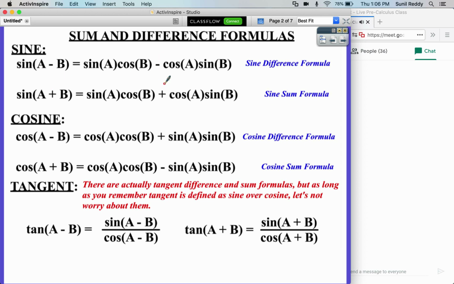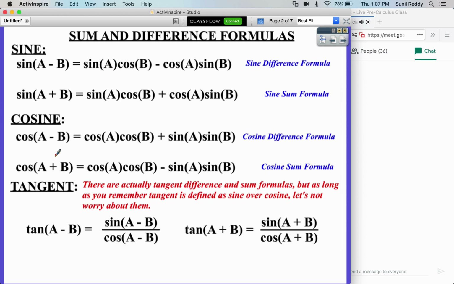So again, if we were in our regular class setting, I would have actually derived the sine difference formula so you can see where it comes from. But because of our situation, I'm kind of just spoon feeding you these formulas right now. So if you were studying for a quiz or something, these would be the things that you put on a flashcard to study.